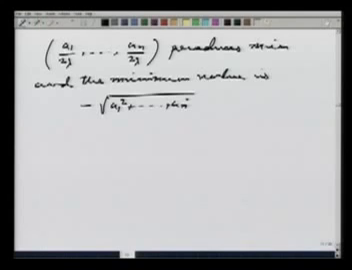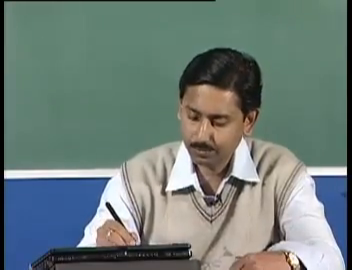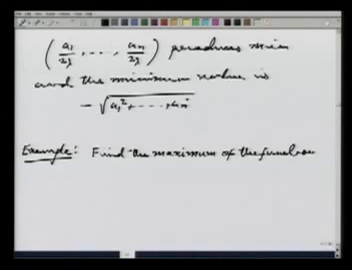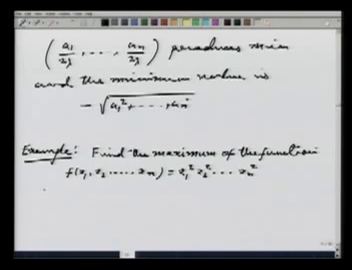I will finish this with one more example which will provide an interesting proof of a very well-known inequality which all of us know. So let's move to the next example. So here the problem is: find the maximum of the function f of x1, x2 up to xn given by x1 square, x2 square up to xn square, such that x1 square plus x2 square plus xn square equals c square.